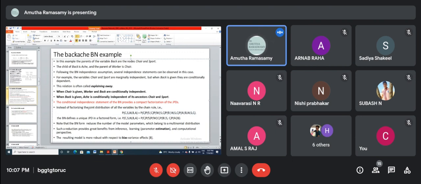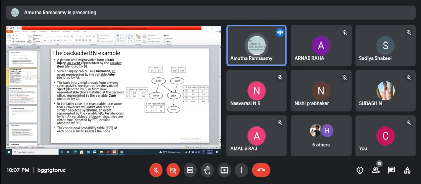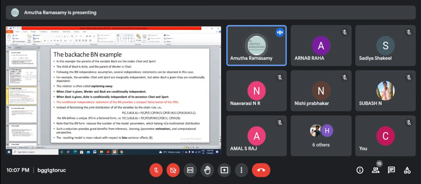If you use the joint distribution probability, this is the factorization. But instead, now you use conditional independence in the Bayesian network. And what does it mean? If A is considered, only back is the parent. The others are not coming into the picture. Understand? The dependency is released if you are using the Bayesian definition in this form.